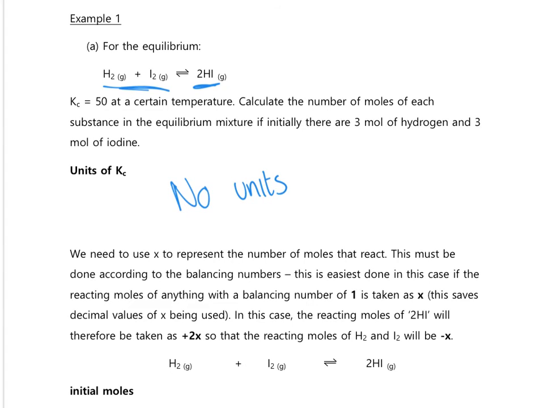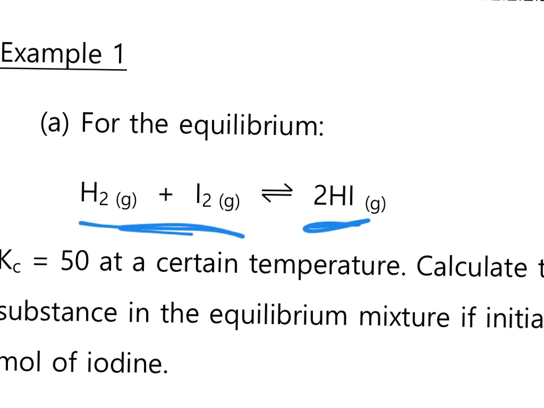What we notice with this equation, if I zoom in, is that I've got 2 moles on the right hand side. Say for my reacting moles I decided that this was plus x. What is my reacting moles of I2 going to be? Minus half an x. Do we like that? No, we don't. So do you know what we do instead? Yeah, we take HI as plus 2x, and that means that I2 will be minus x and H2 will be minus x.